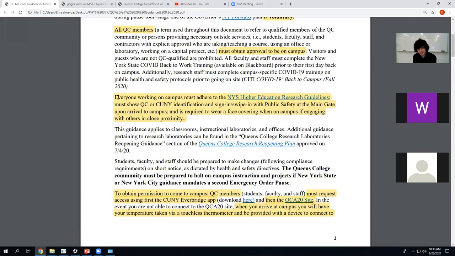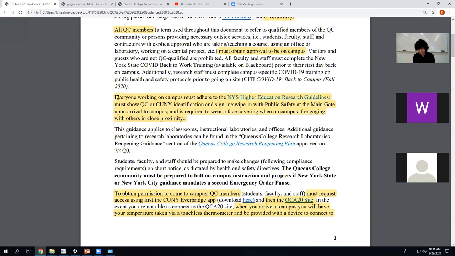Everyone working on campus must adhere to the New York State Higher Education Research Guidelines, must show the QC or CUNY identification in front of the main gate, and is required to wear a face covering on campus if engaging with others in close proximity. So there are a few things here to talk about. When you come to campus, you are allowed to come only on the day you are taking the class, so you are only allowed on Fridays, and you must show your ID.